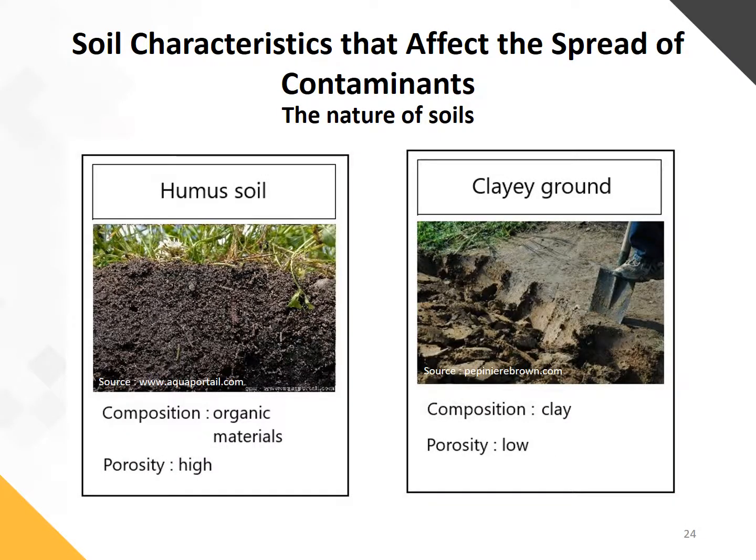Humiferous soils consist mainly of organic matter where water flows easily. In this type of soil, the spread of pollutants is relatively fast given the high porosity. Humiferous soils are mainly found in agricultural areas. They are used mainly for their high fertility and their high drainage capacity.